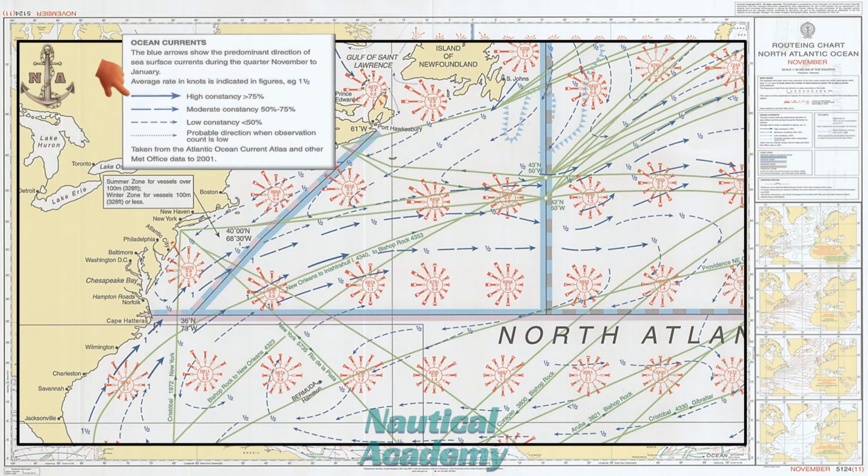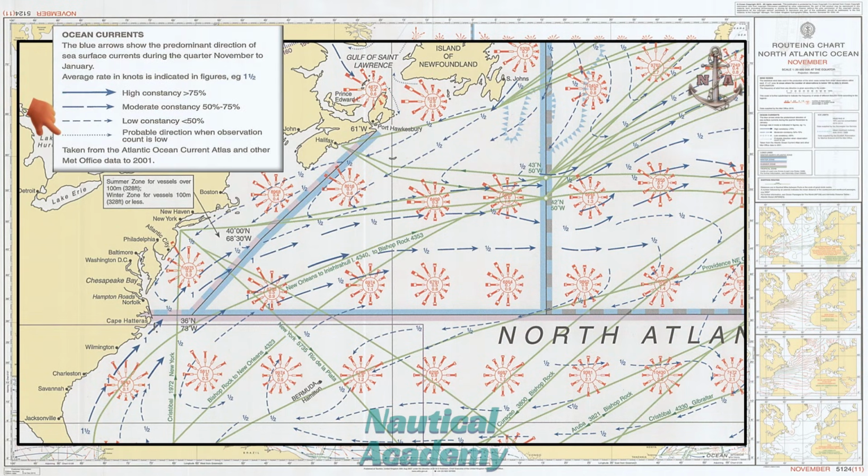Let's start by interpreting these blue arrows. On this chart, blue arrows show the mean ocean currents. The arrow style tells us how reliable that direction is. We call this reliability constancy. A solid blue arrow means high constancy. Over 75% of observations show the current flowing this way. Treat this as a reliable current to include in your passage calculations.